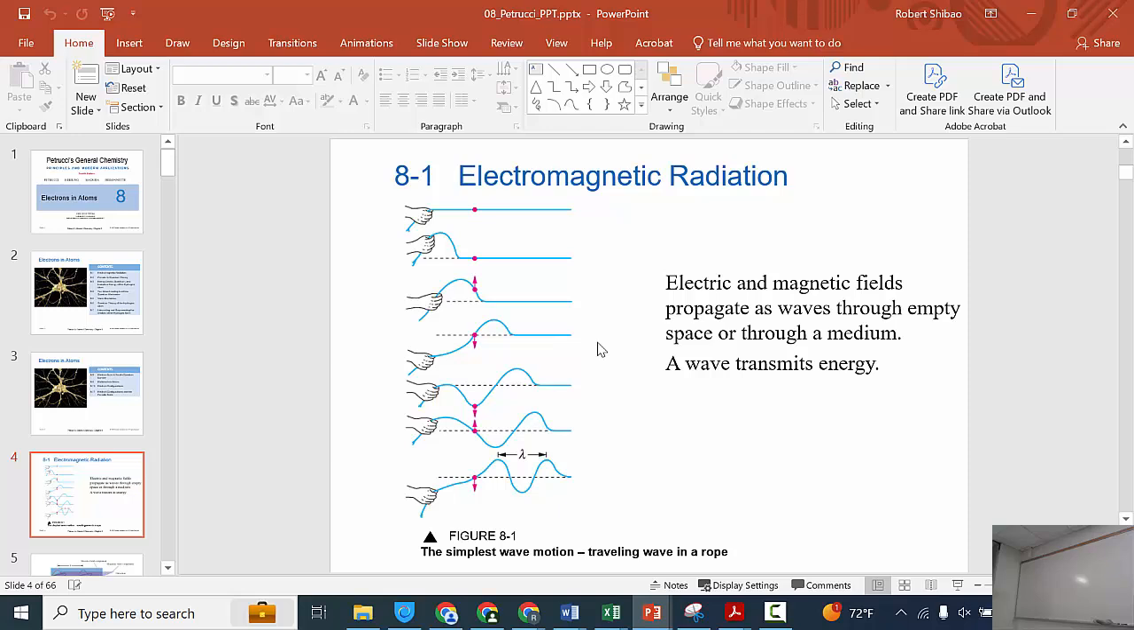And what they're showing here is lambda. Lambda is the wavelength. So one oscillation is called a cycle. And so this slide is just saying that electric and magnetic fields propagate as waves through empty space or through a medium. A wave transmits energy.